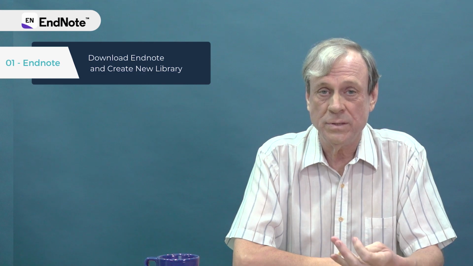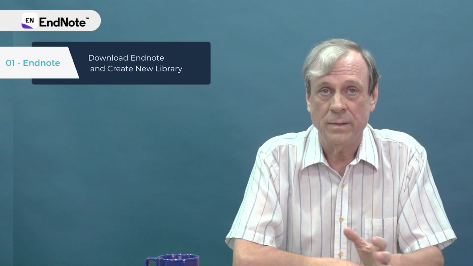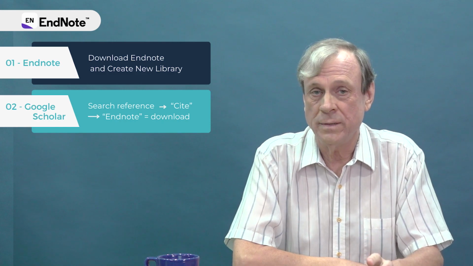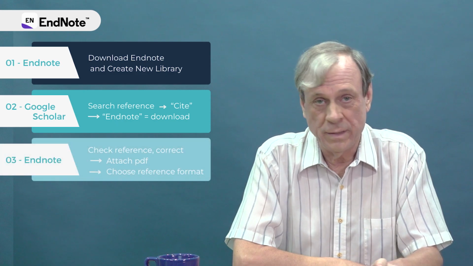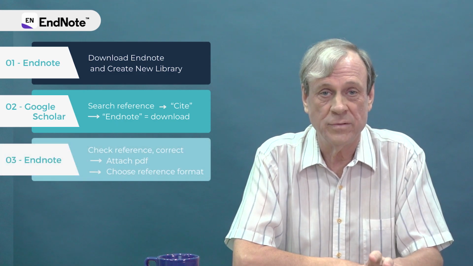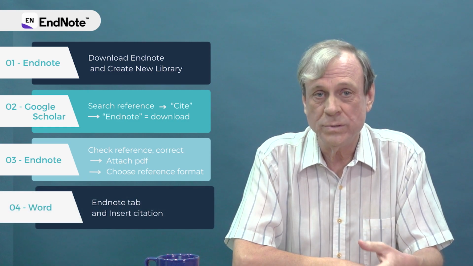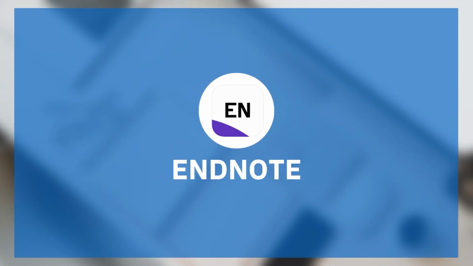So again, I'm going to talk about EndNote because EndNote is available free to CCU through the library. So the first thing that you need to do is download EndNote from the library. I'll show you how to do that. Then you can use Google Scholar or some other engine to find the references that you want and download those into EndNote. Then in EndNote again, you need to check that the reference is correct. And finally, in Word, you can use EndNote, and I'll show you all of these steps in order. Okay, so first, downloading EndNote.